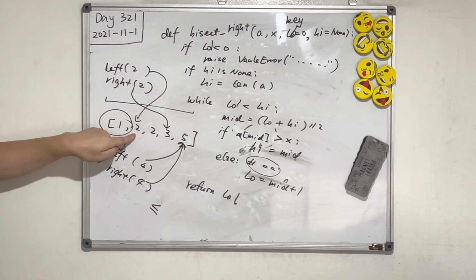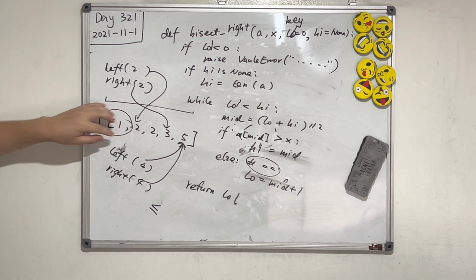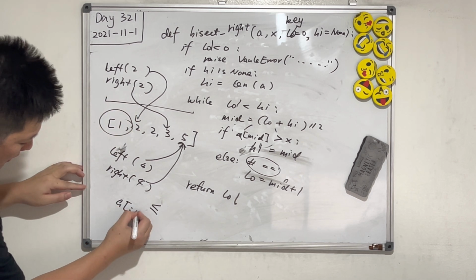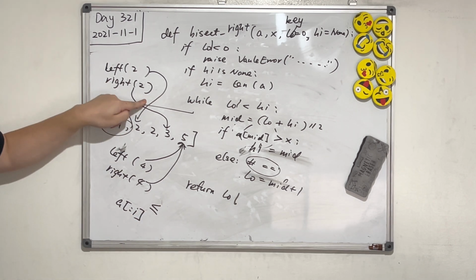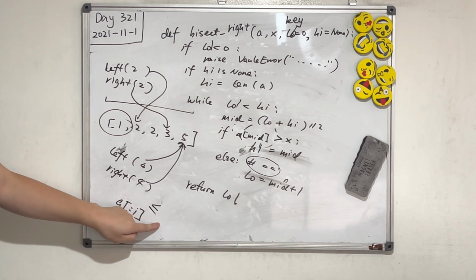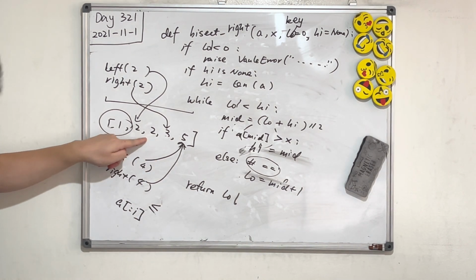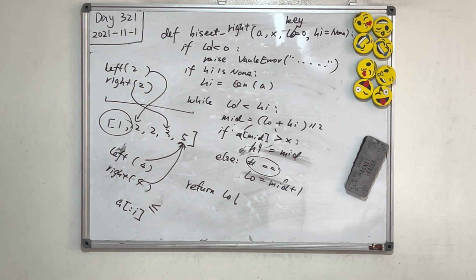Because if you put a 2 here, everything up to the 2 should be strictly smaller. But for the right, bisect right is smaller or equal, right? So it's here, right? That makes sense? Yeah. If it can be equal, why isn't it 2?